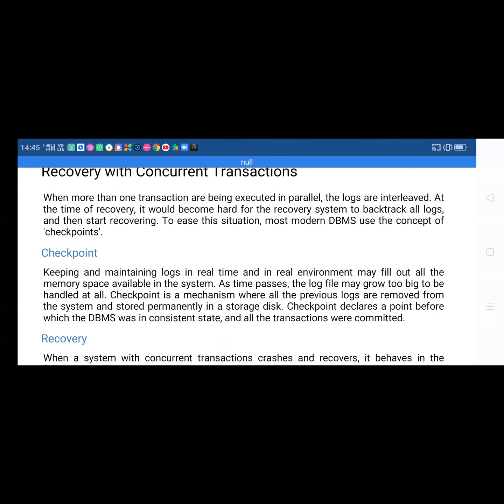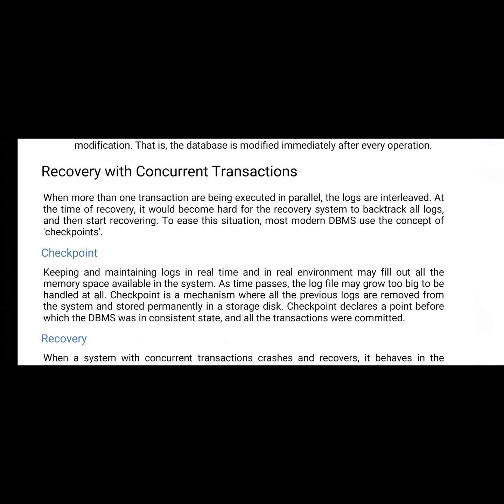That means when we are allowing a larger number of transactions to execute at a time, a failure may occur during the execution of these transactions. If it is an interleaved schedule, then we cannot easily recover the data from the database, because a lot of transactions are there. That's why we rely on checkpoints.